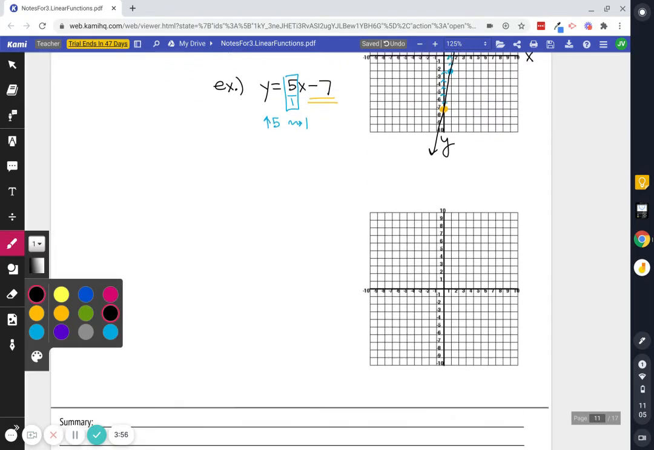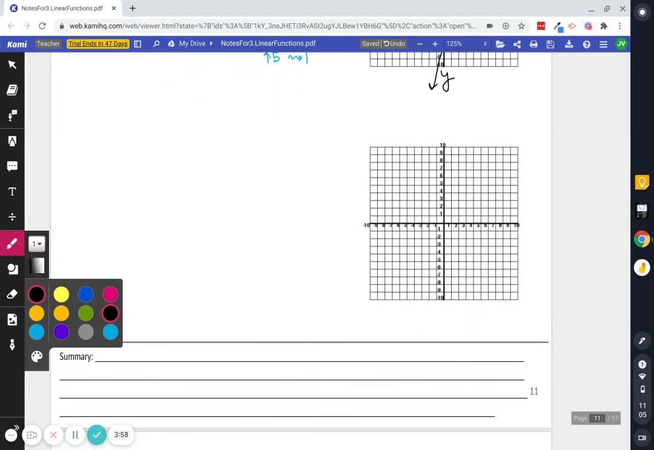So let's do another one, because not every equation is written so nicely. Sometimes they're written in what's called standard form, and our job to start things off is to change it to slope-intercept form. The way we do that is we solve for y. So I'm going to bust out my green and put an arrow on top of the y. This is what I'm trying to solve for. I'm trying to get y by itself.